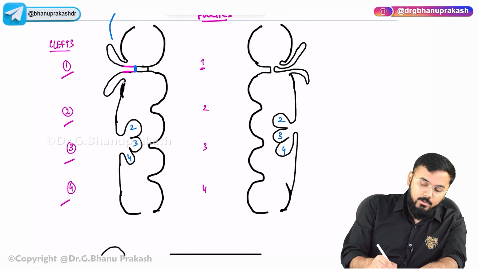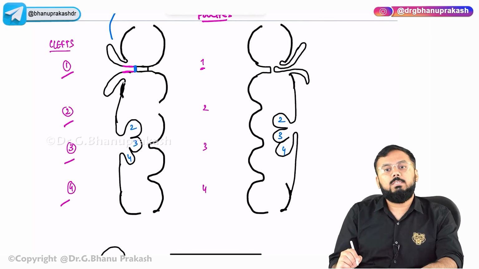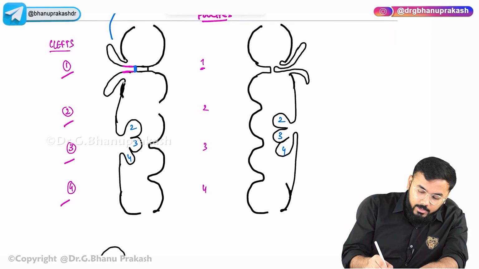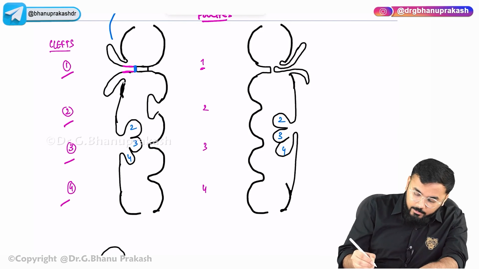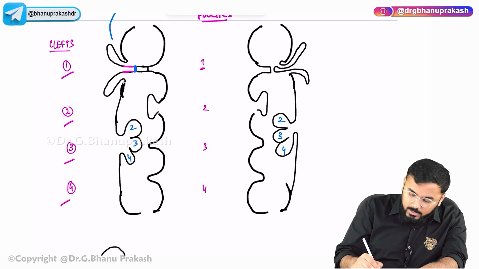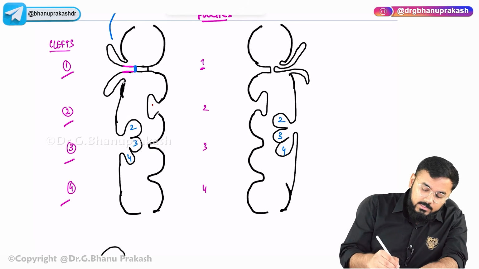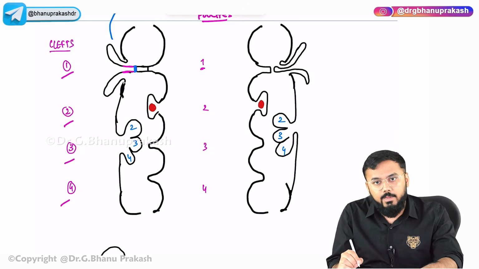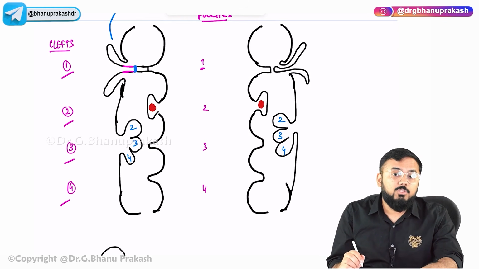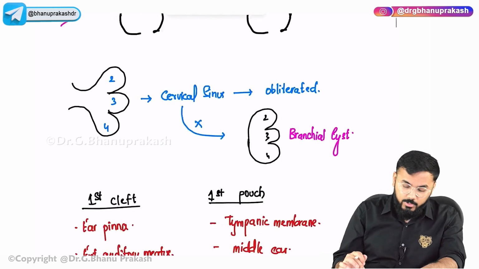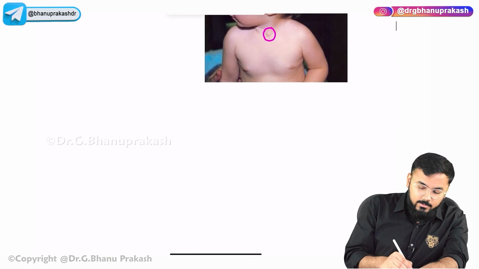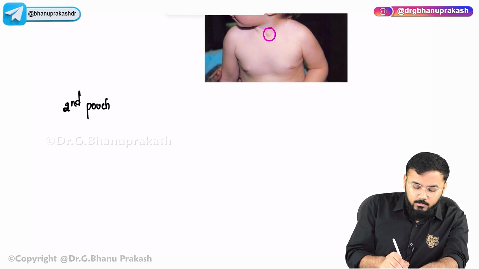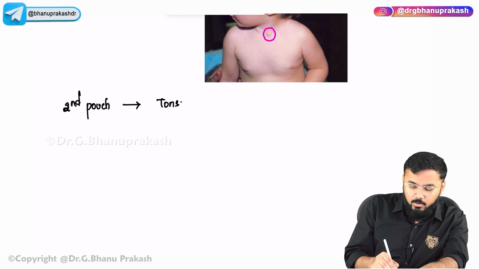Now what is happening with the second pouch over here is that this second pouch will invaginate a little deeper, not more, a little deeper like this. Within this second pouch there is a structure that is formed. This structure is called tonsils. So tonsils are formed by which pouch? Tonsils are formed by your second pouch. Let me write down over here that the second pouch will take part in the formation of tonsils.